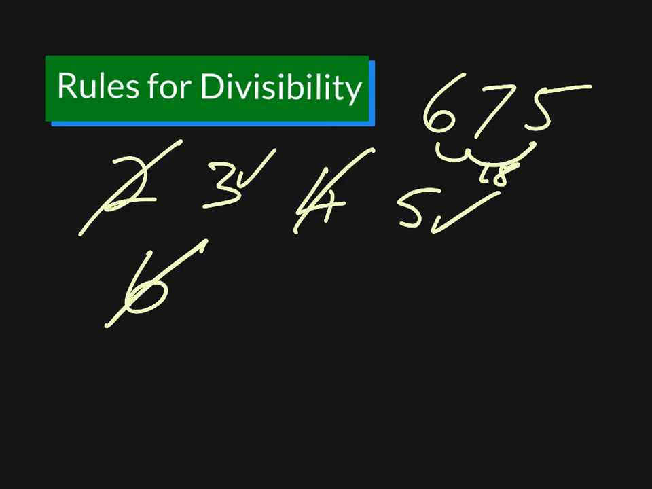How about divisibility by 9? Any number that when the digits are added up, they equal 9, or a multiple of 9, is divisible by 9. And we already added up the digits. 6 plus 7 plus 5 is 18. And 18 is a multiple of 9 because 2 times 9 is 18, so it is divisible by 9. And those are the rules for divisibility.